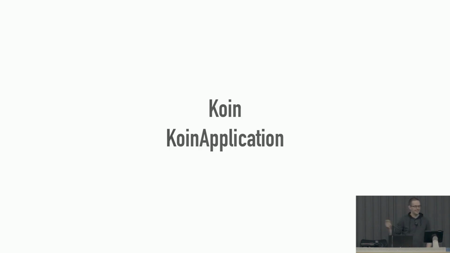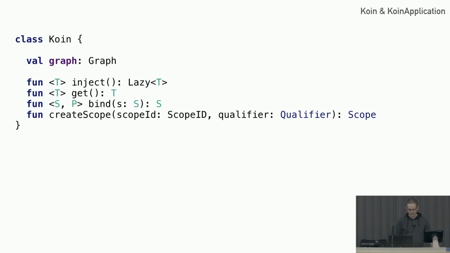Somebody should write a library for that, and they have, and it's called Koin. So let's finally start talking about Koin by talking about Koin. And that's really confusing. But Koin is the name of the library, and it's also a class. So right now we're going to talk about the class. This is essentially the dependency graph and service locator of the entire library.